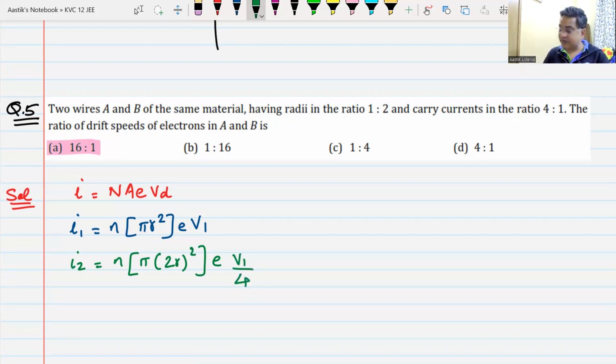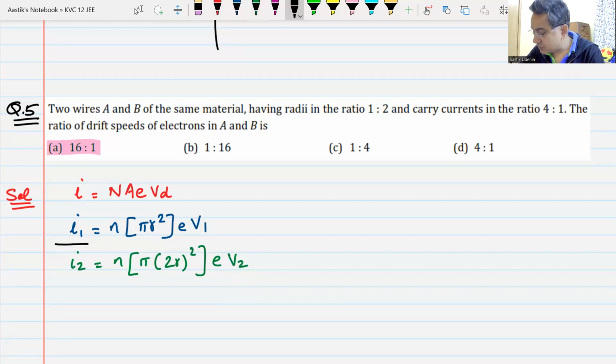Do we understand this? Yes or no? Oh, current is in the ratio. Sorry, what I am doing? Current is in the ratio. Sorry. So this is V2. I have to find the ratio of drift speed, and I know their ratio. Their ratio is 1 is to 2. I can just put the values here and I will get the answer.